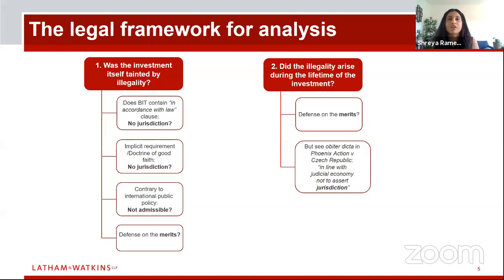Alternatively, corruption allegations can be used to resist the admissibility of a claim, which means that the tribunal does have jurisdiction, but it should not hear the claim on the merits because it's not admissible as a result of the corruption allegation. And the last broader category would be claims that are brought as a result of a breach on the merits, and as defenses and so on.